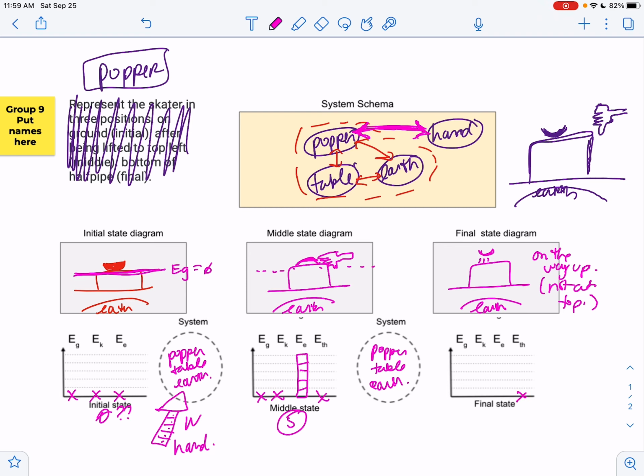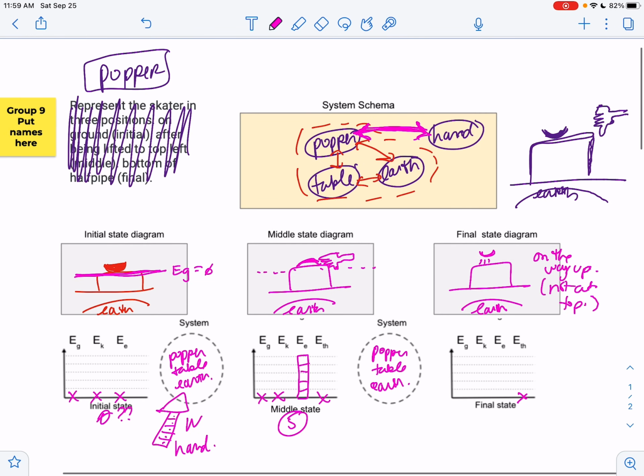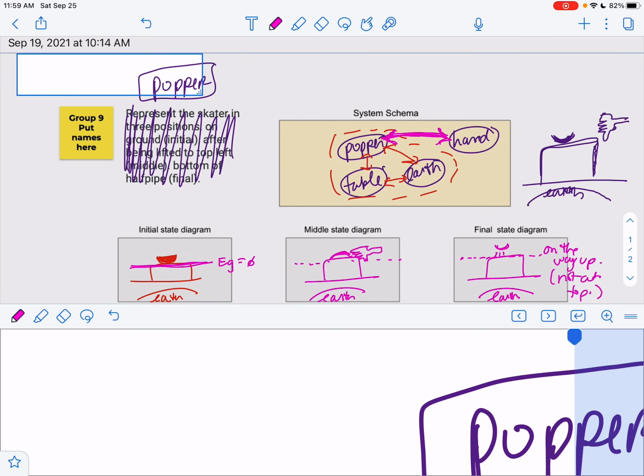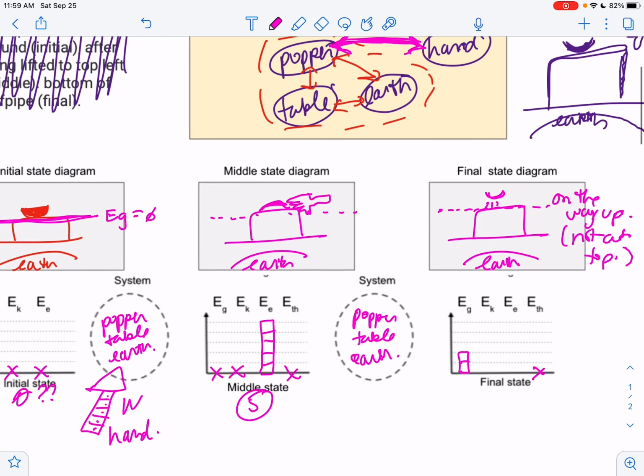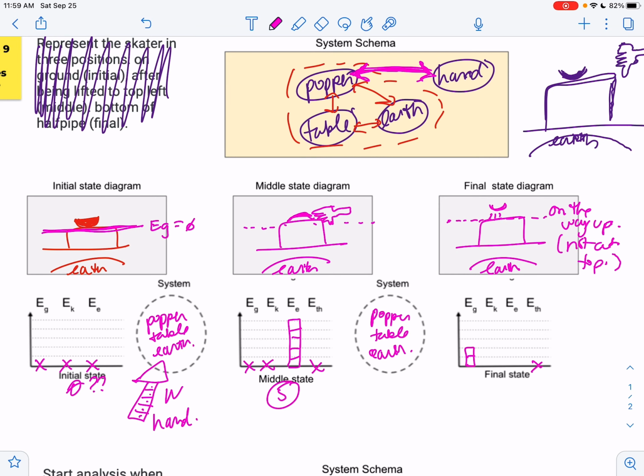Sometimes there's some rubbing with the air, right? But usually we just ignore that because it's usually small. Okay, all right. So now if I'm looking at this table level, the popper is now higher than it was before, so I'm going to need to add some EG into the system. And it's on the way up, so it's moving.